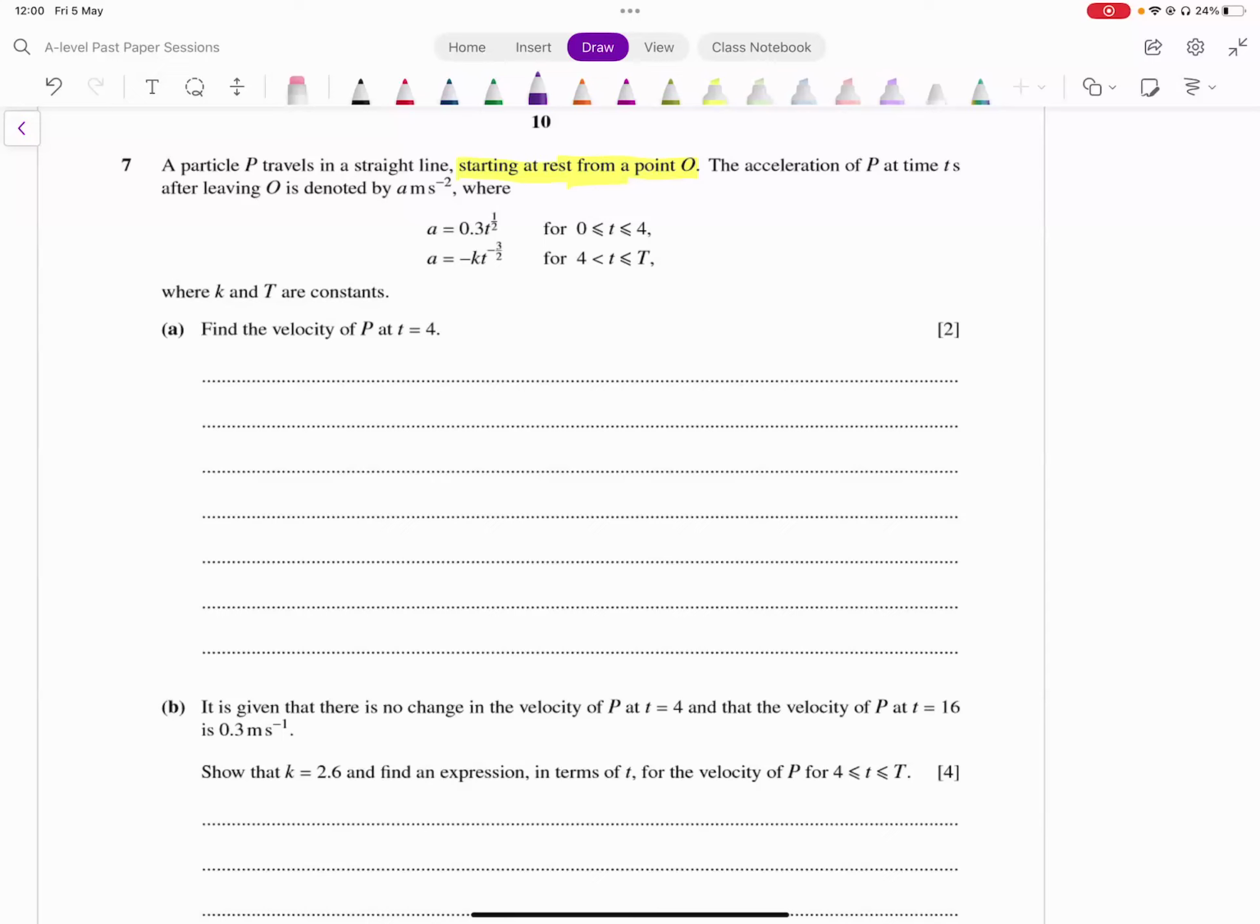Yeah, for t equals 4, which equation is valid? The first one. Acceleration is 0.3 into t raised to power 1/2.